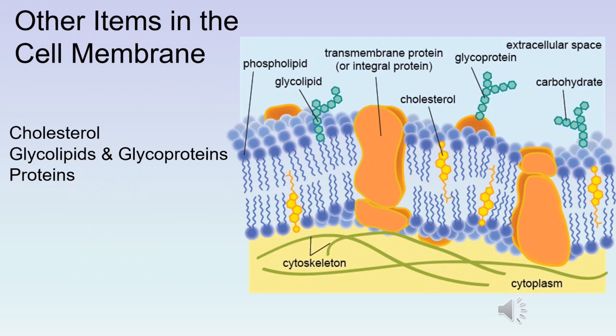The lipid bilayer is the primary component of a cell membrane, but there are other items inserted into or attached to the lipid bilayer. Cholesterol is added to the lipid bilayer to give it some rigidity. The cell membrane has a sugary coating on the outside of it, made of glycolipids and glycoproteins exposed to what's called the extracellular fluid, the outside of the cell. And finally, there are various proteins that are embedded into the cell membrane or attached to it.